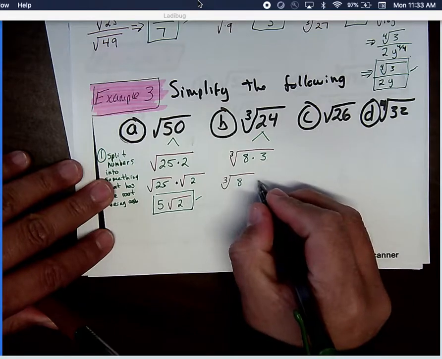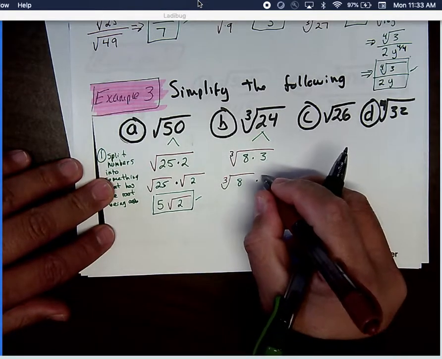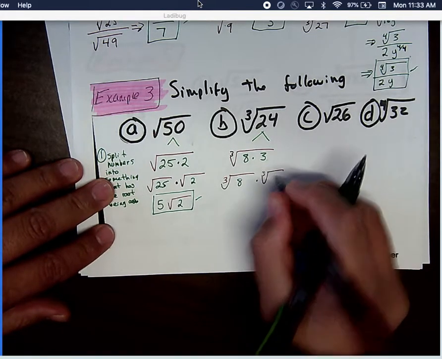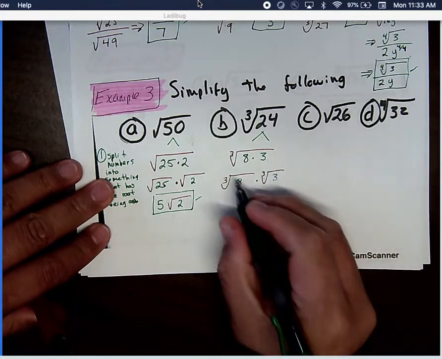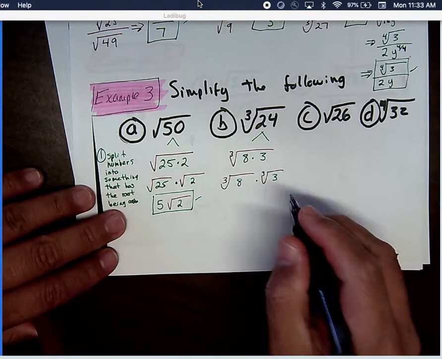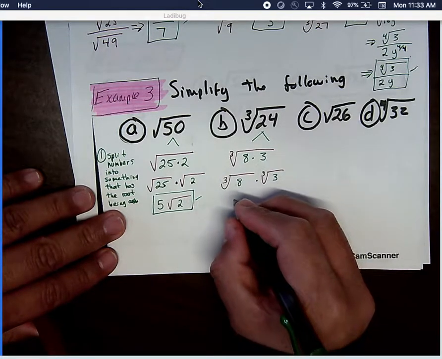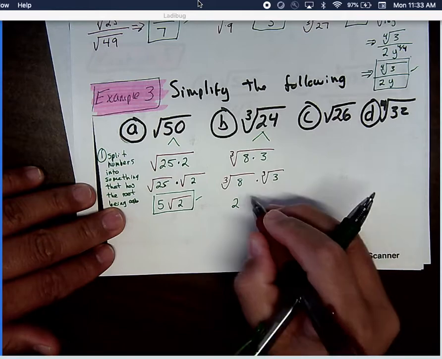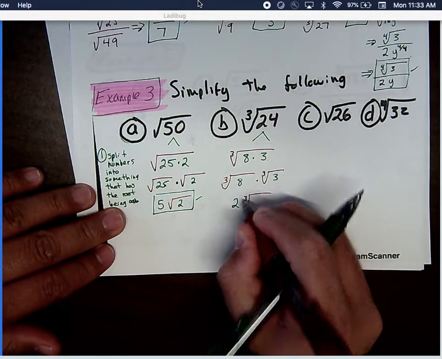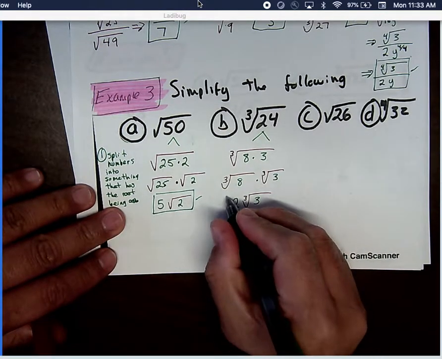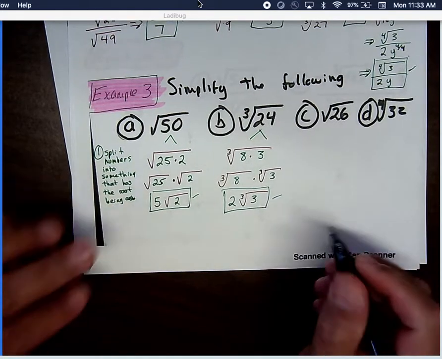8 times 3. So the cube root of 8 would be 2, right? 2 times 2 times 2 gives you 8. And then that one doesn't have anything, so that one stays. And that's the answer for that one.